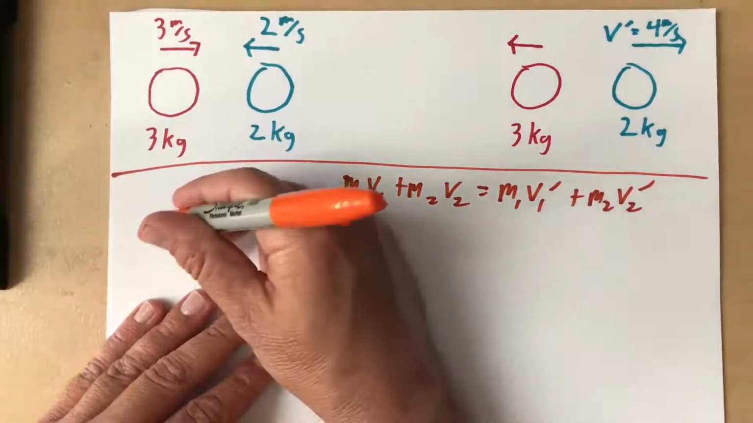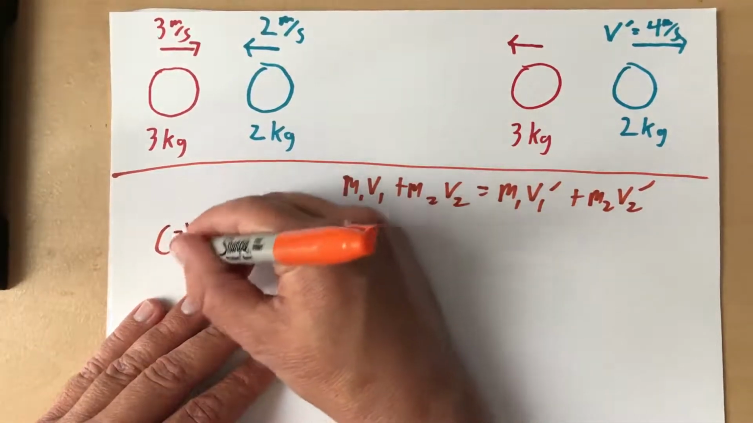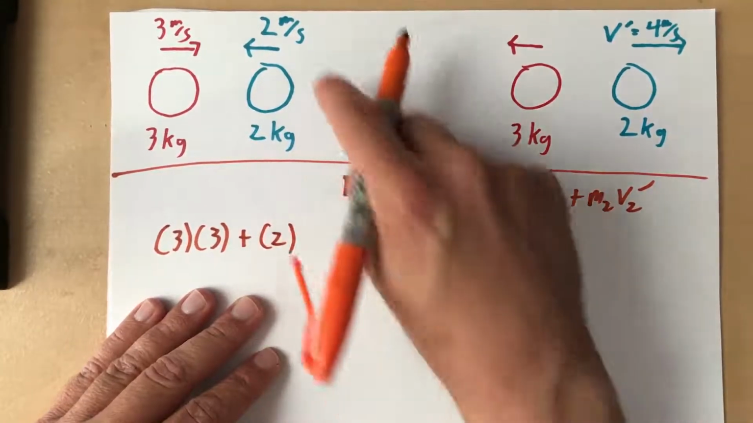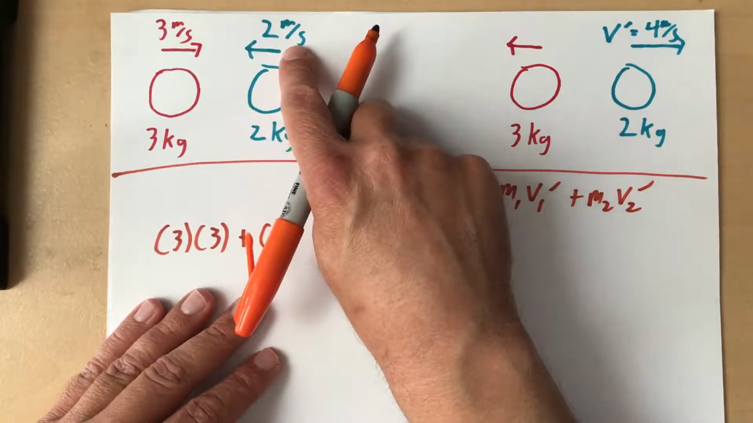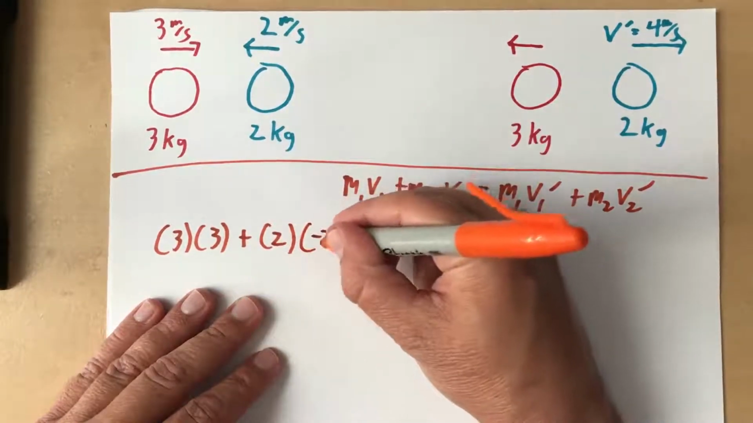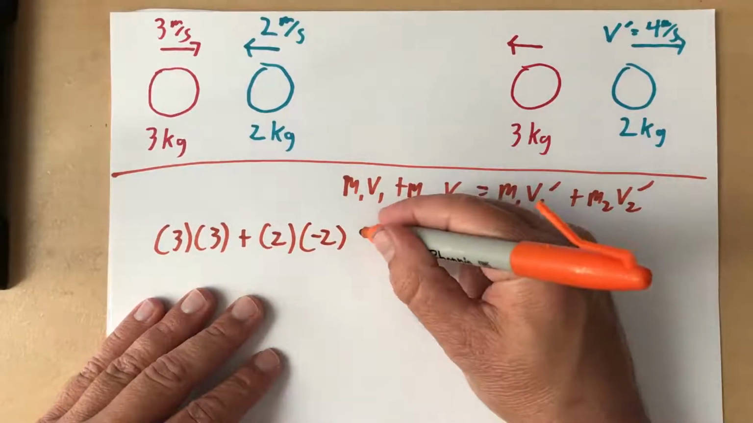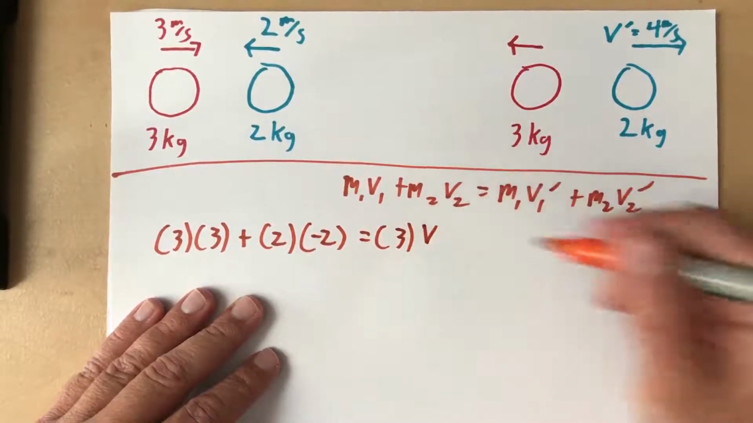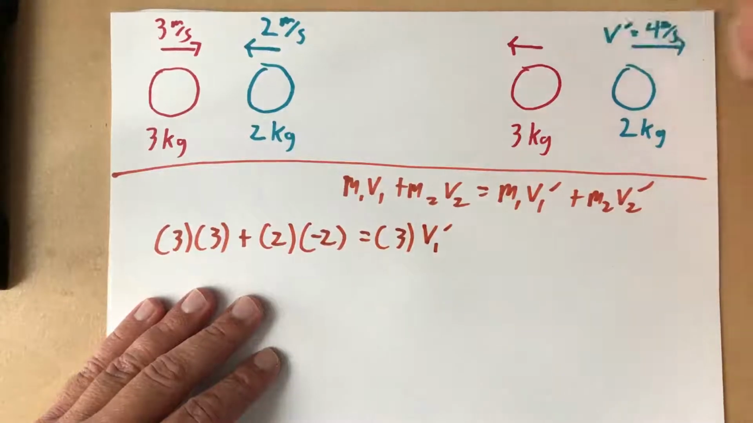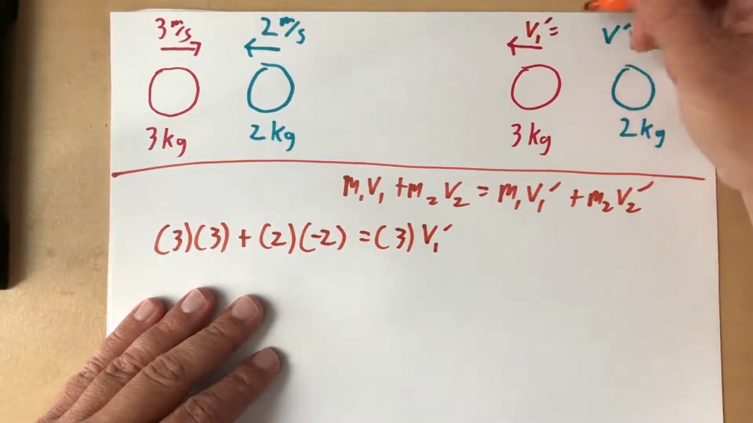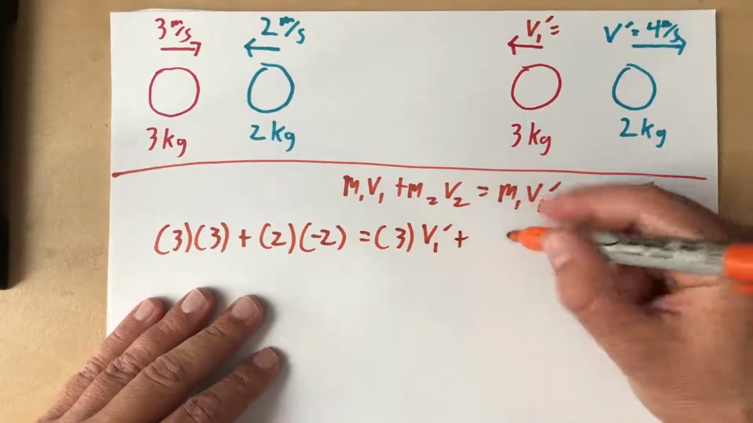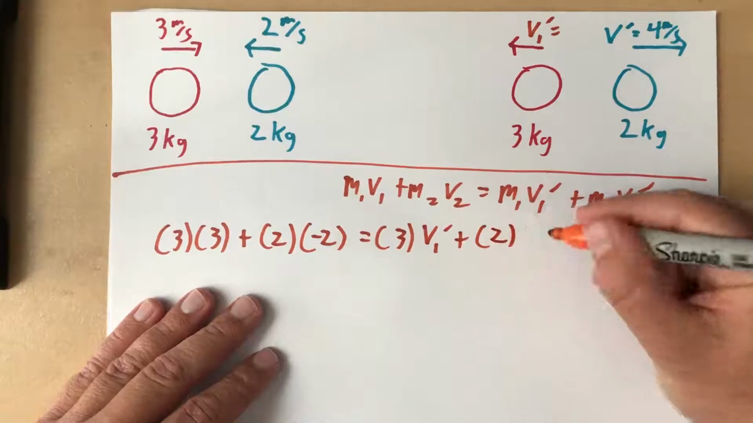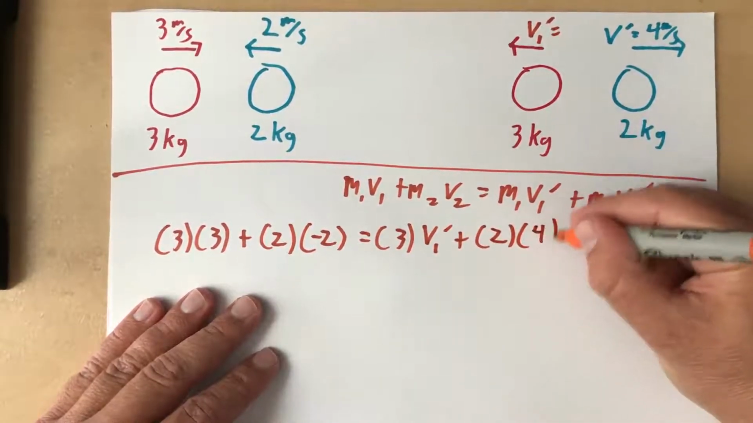So it's plugging in for these. Mass of object 1 is 3. It's going 3 meters per second. Mass of object 2 is 2. Careful here, this will cause you to mess up otherwise. It's going to the left at 2 meters per second, so that must be plugged in as a negative 2. That's got to be equal to the mass of object 1 times its velocity afterwards, which is what we are actually looking for in this problem. And then we'll add the momentum of object 2 afterwards, which is 2, its mass, times its velocity of 4.